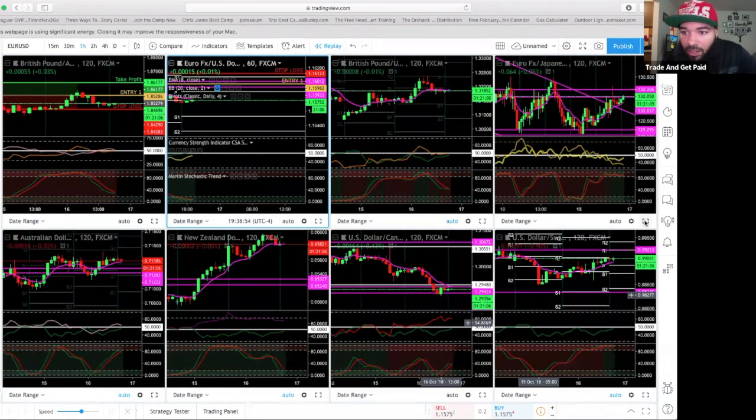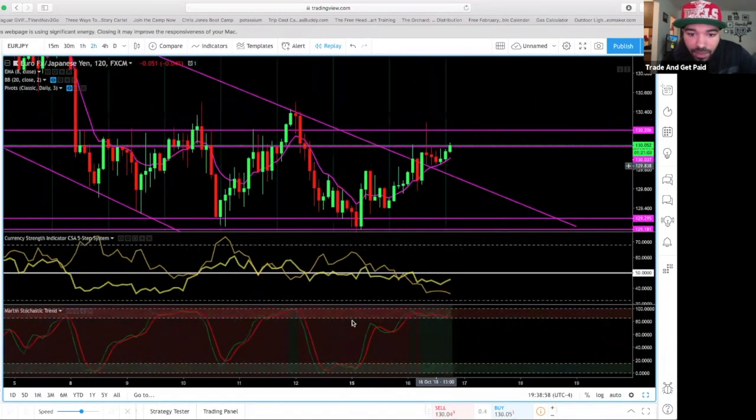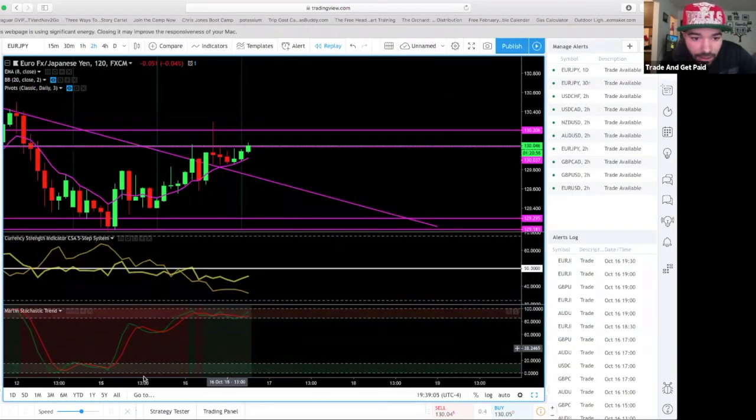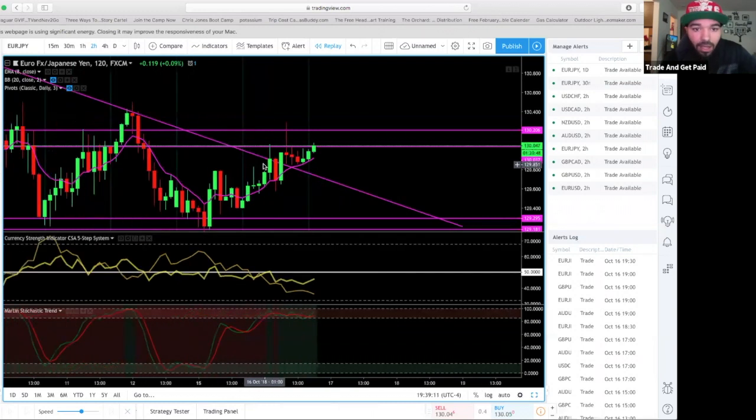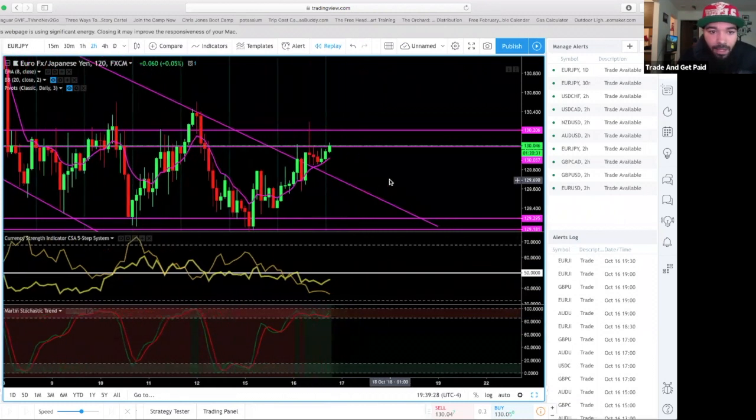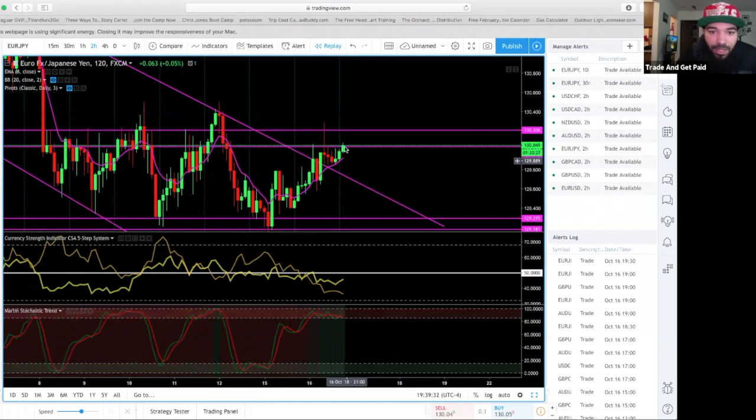Euro JPY, we got an alert for that, for a buy. Yep, so we got an alert right here, Euro JPY on a 1930, and it's saying for us to buy. But here's the thing. This is a tough one to take because the euro is coming up, but it's below the 50. But it is coming up. So I don't think it's going to be a big buy.